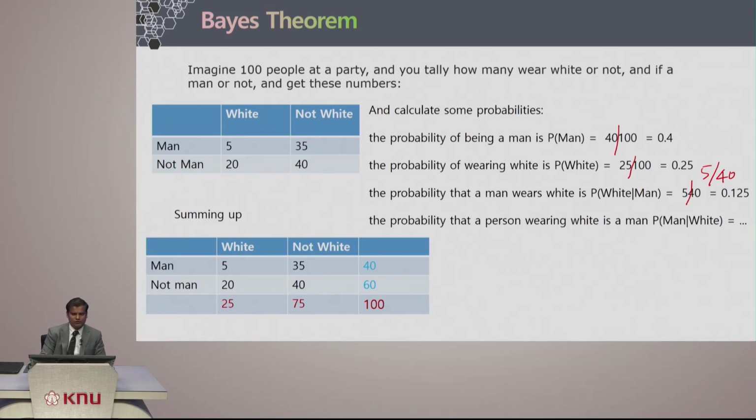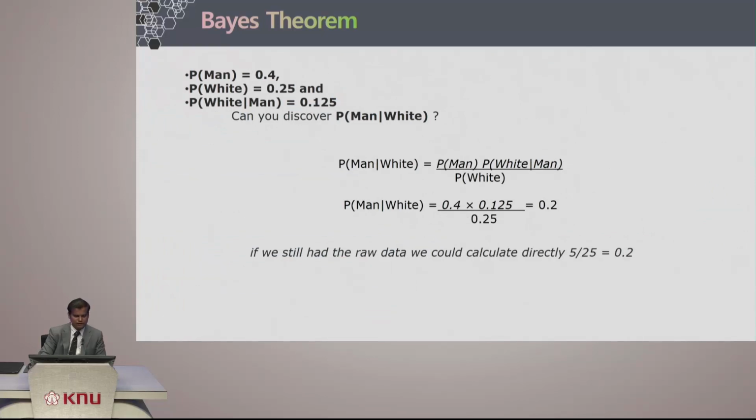So the probability that a person wearing white is a man is the probability of man given he wears white. We have to check that out: the probability that the guest who is wearing white is a man. With this given information, can you discover the probability of a person who is a man and wearing white?